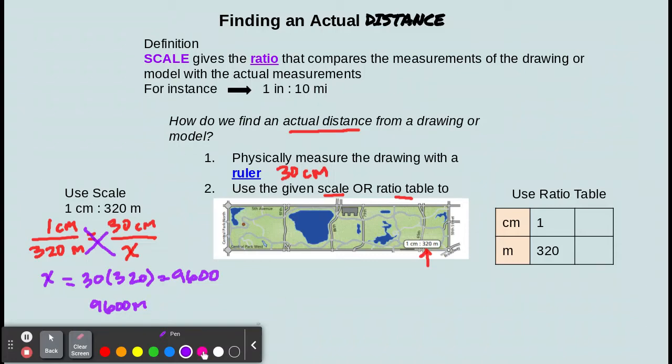We could also use a ratio table. Our scale is 1 centimeter is the same as 320 meters. We measured 30 centimeters on our map, and 1 times 30 gives me 30. So 320 times 30 will give me my answer, which is 9,600 meters.